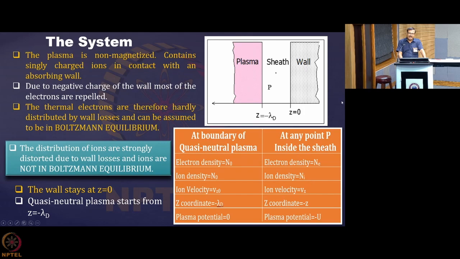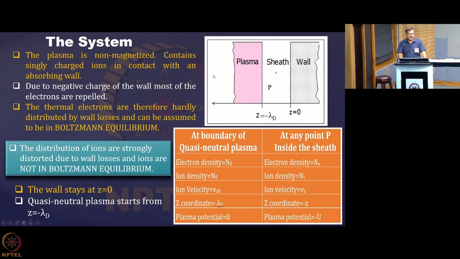Okay. And then at the point P, that point P is within the sheath, and there we are assuming that electron density is Ne, ion density is Ni. Now we are not assuming they are the same. Okay. And then ion velocity is Vz, and the z coordinate is minus z, any z over there, and the plasma potential is U. Okay. Not 0, because this is a non-neutral region. So we are assuming like this.